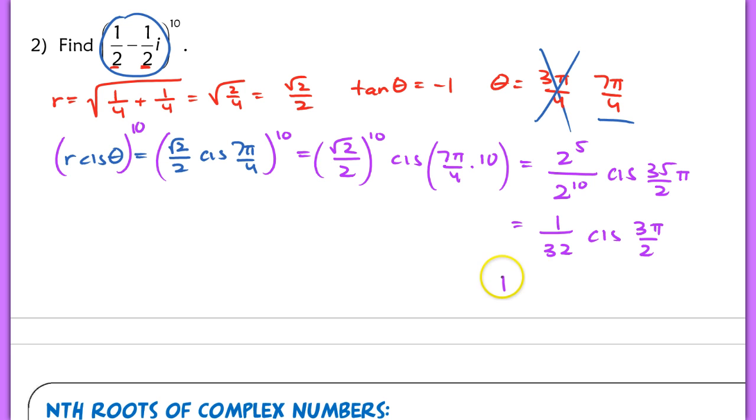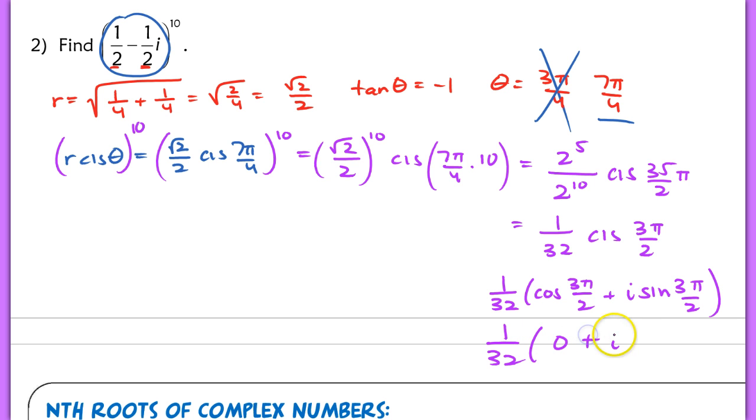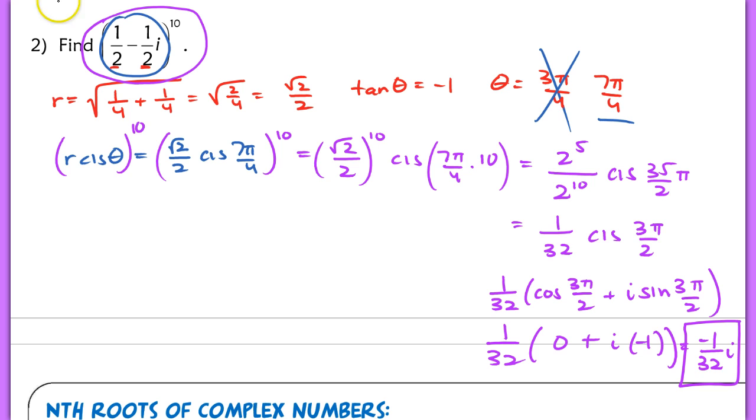So I have 1 over 32 multiplied by the cosine of 3 pi over 2 plus i times the sine of 3 pi over 2. And evaluating here, the cosine of 3 pi over 2 is 0, and the sine of 3 pi over 2 is negative 1. So I end up with, if I distribute, negative 1 over 32 i. So this is that complex number written in rectangular form, which is what the directions asked, but this is the product when I multiply 1/2 minus 1/2 i by itself 10 times.